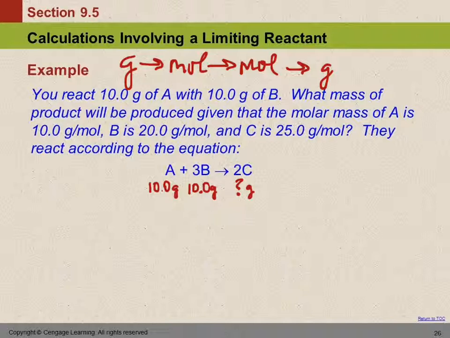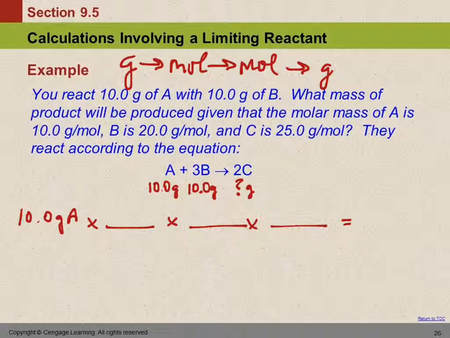Okay, so we're going to start with, we're going to have two of these. Let's start with A just because it's first. So we're going to start with 10 grams of A, and then we're going to have 3 fractions. And what goes on those fractions? Well, it's our path, our map. Grams to moles to grams. So grams of A to moles of A to moles of what we're trying to find. What are we finding? We're finding C.